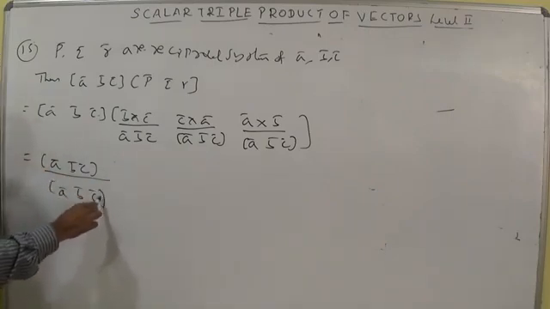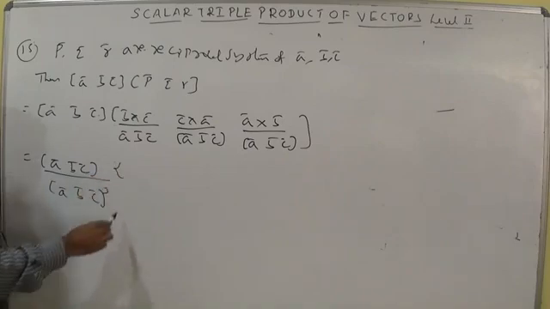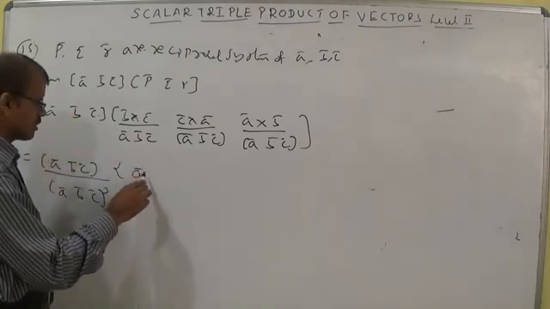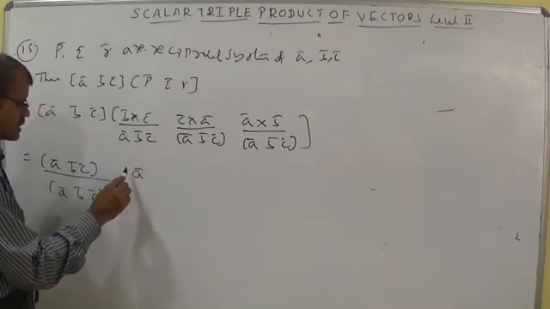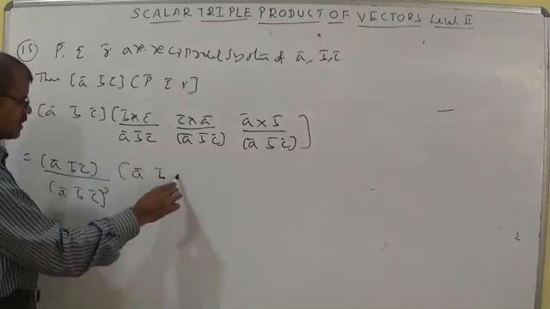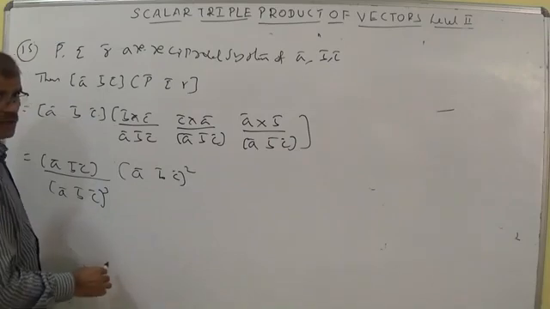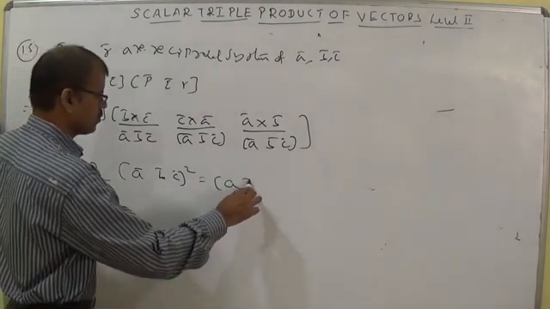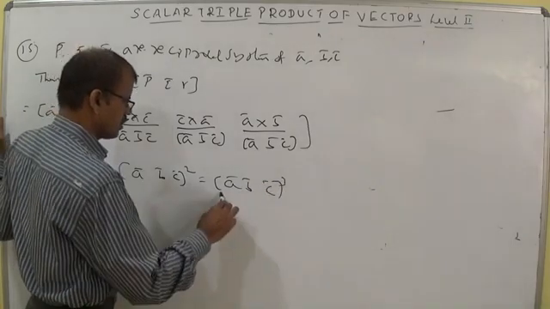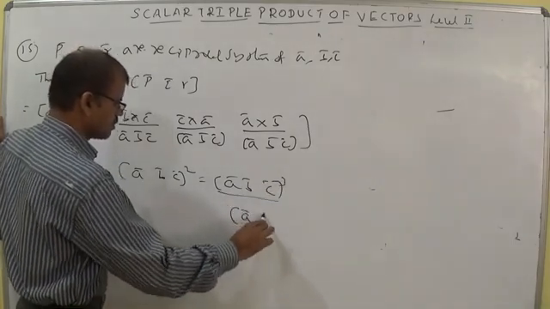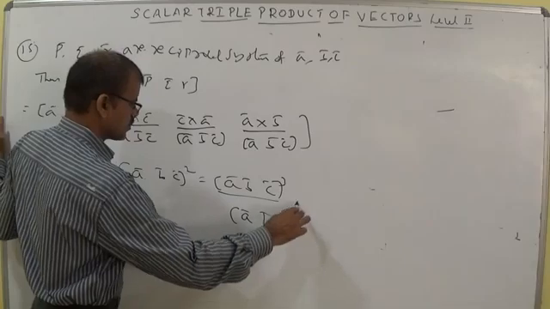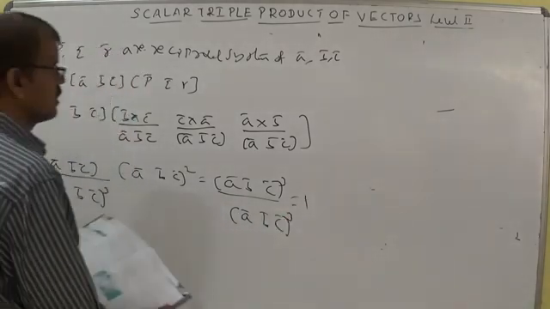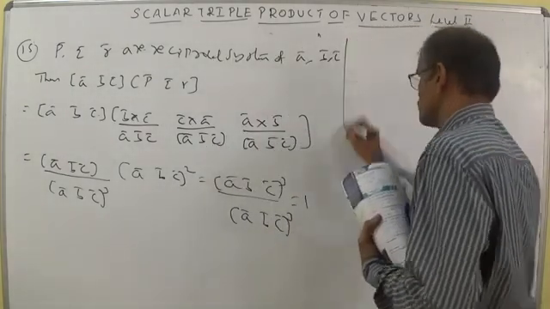Box ABC whole cube into, plenty of times I said that this is an important question. Whenever box B cross C, C cross A, A cross B, we will get the value box ABC whole square. So box ABC whole cube by box ABC whole cube, the value is 1. This is important in MHT CET. This is only an MHT CET concept.